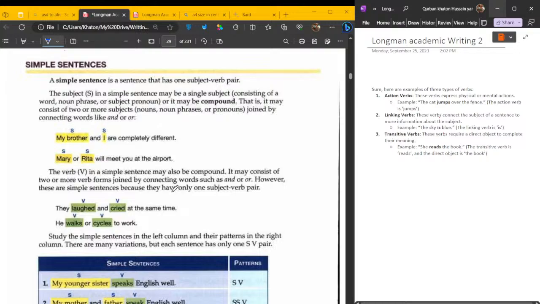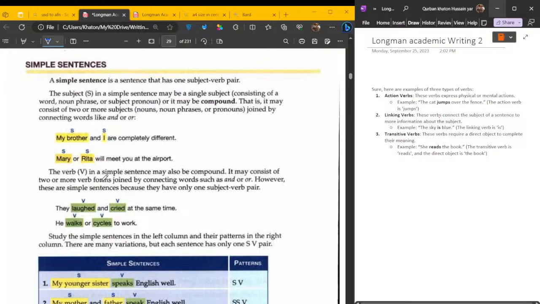The subject may consist of a word, noun, or phrase, or it may be compound. That is, it may consist of 2 or more subjects, nouns, or phrases joined by connecting words like "and" or "or." Okay, so these are compound. Maria or Rita will meet at the airport. They are compound.